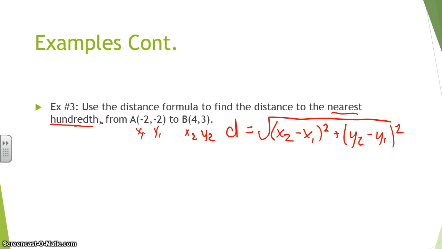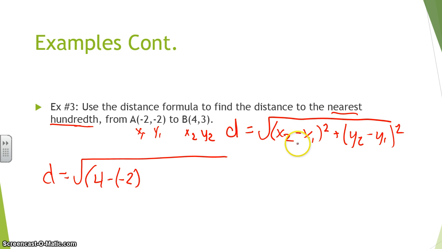Okay, so let's set this up. My x2 is 4, so d equals the square root of x2, 4, minus my x1, -2. I can put -2 in parentheses because don't forget, part of the formula is minus x1, so it's minus a negative. Squared, plus my y2, which is 3, minus my y1, which is -2, and we'll square that.